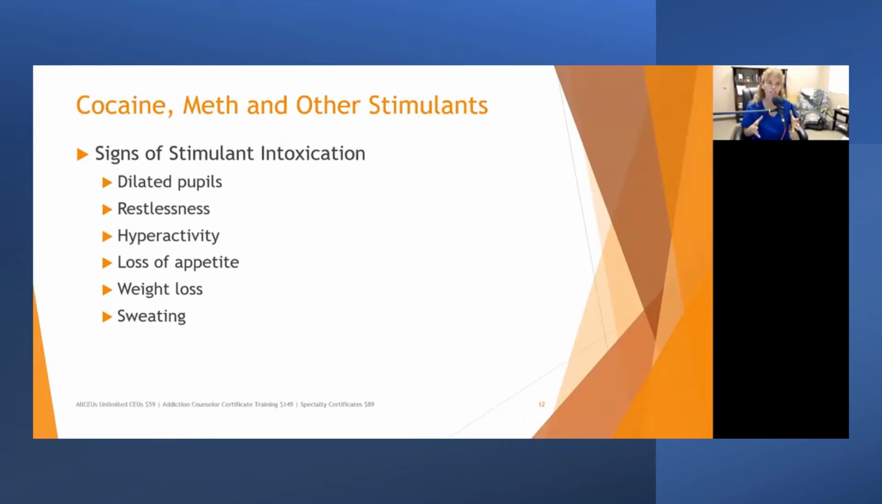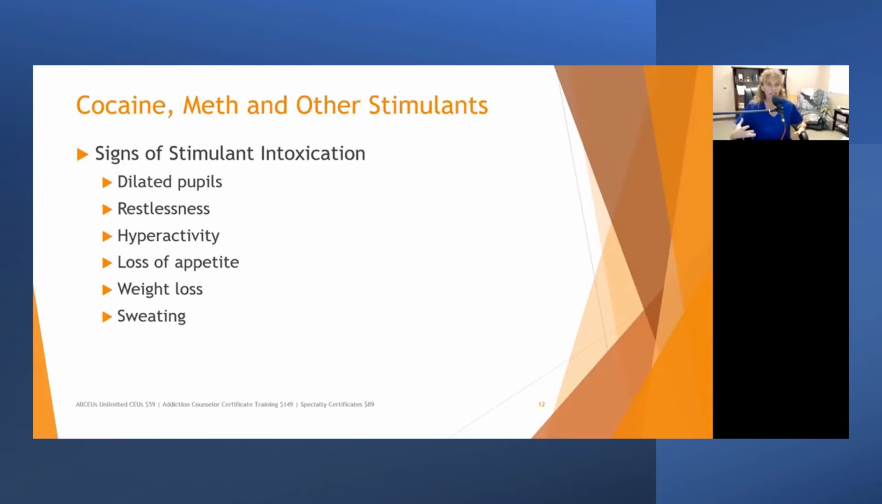Obviously, if you're in a really dark room, people's pupils are going to be wide open. But if you're in a moderately lit room, look at other people's pupils and then look at the client, and they will be just blown, as we say. They are often restless, hyperactive, may not have an appetite. They may have some weight loss, and they're probably going to be sweating.